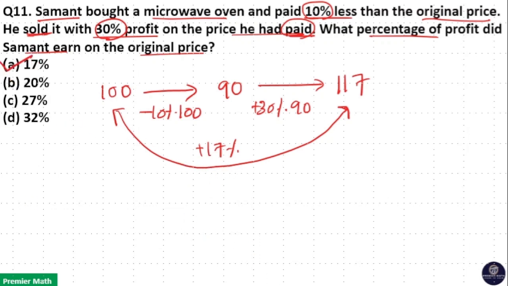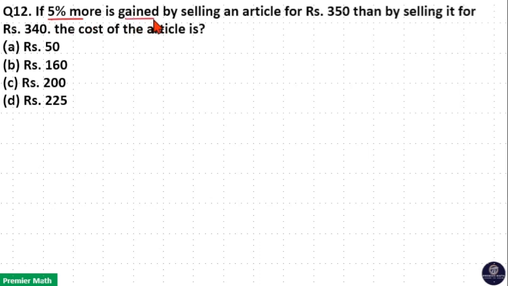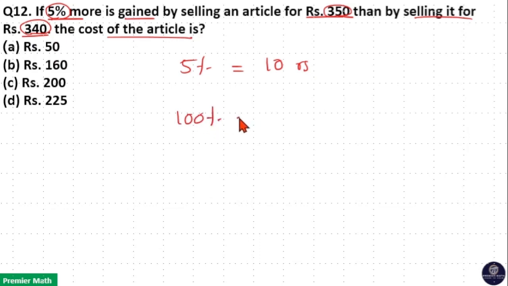If 5% more is gained by selling an article for rupees 350 than by selling it for rupees 340, the cost of the article is? Instead of 340, if I sell it for rupees 350, then I will get 5% more. So 5% is equal to 350 minus 340, 10 rupees. Then 100% is the cost of the article. Here 5 into 20 is 100. Then 10 into 20 is 200 rupees is the cost of the article. So option C is your answer.